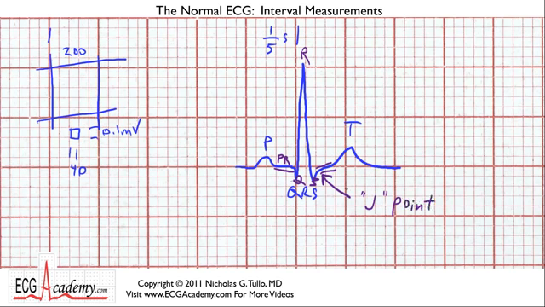Now, there are a couple of extra waves that can be seen under certain circumstances. Okay, let's draw another EKG over here. Here's a P wave. In some people who have an abnormal electrical system, they may actually have a slurred upstroke of their QRS complex, and this is known as a delta wave. We'll talk about that in the advanced course when dealing with Wolff-Parkinson-White or WPW syndrome.